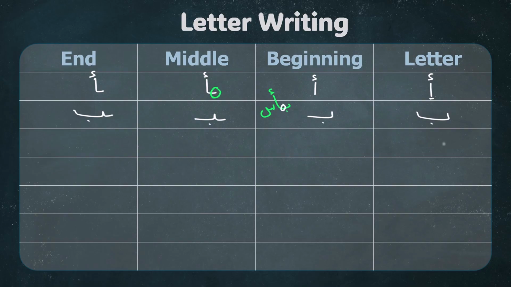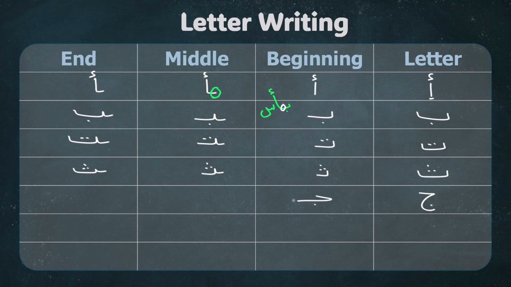Let's continue. Ta. Remember, we said ta is like ba and fa, so they're going to be written in the same way. So ta in the beginning, like this, in the middle, and in the end. Fa, same way. Okay. Jim. And jim in the beginning of the word is written like this. Now, jim in the middle and jim in the end.